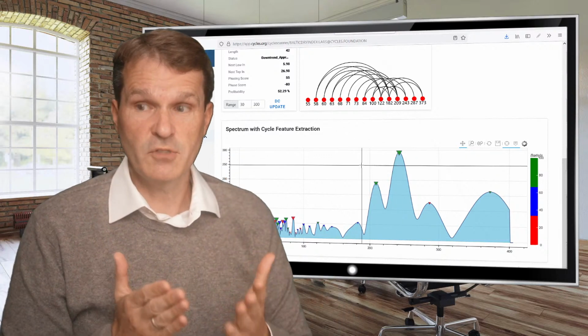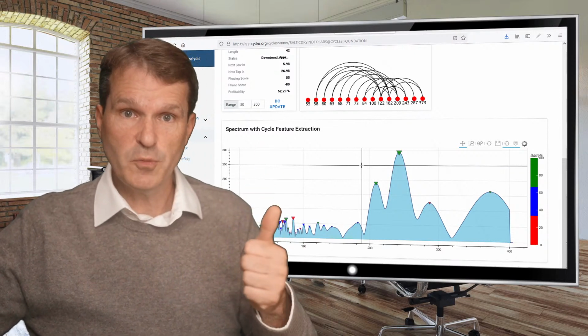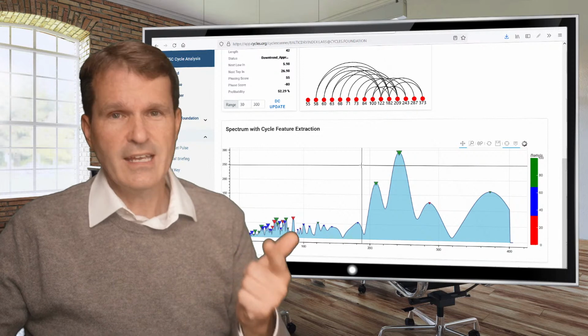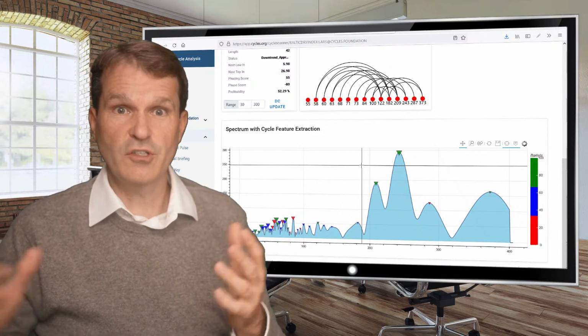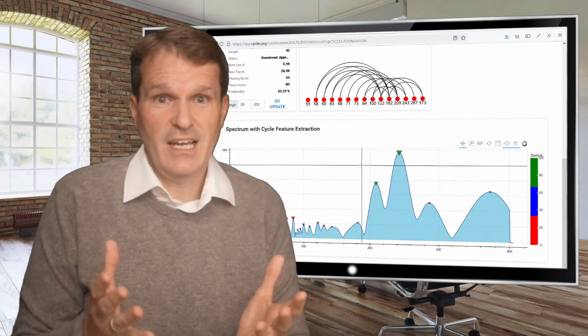So this today now is an ideal case. We have a clear peak in the spectrum, we have a very good Bartels score for this cycle, and we have a high strength. So this is more or less the picture perfect result of any cycle analysis.